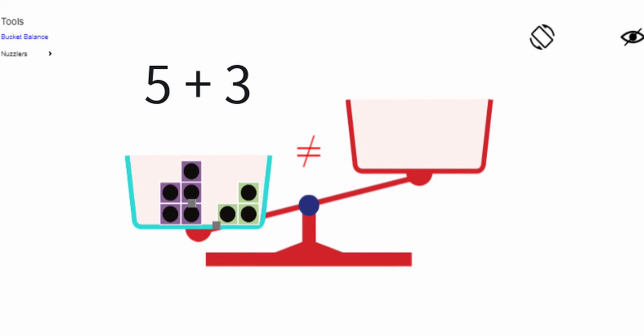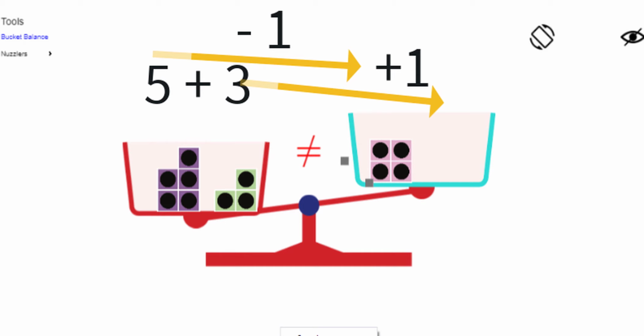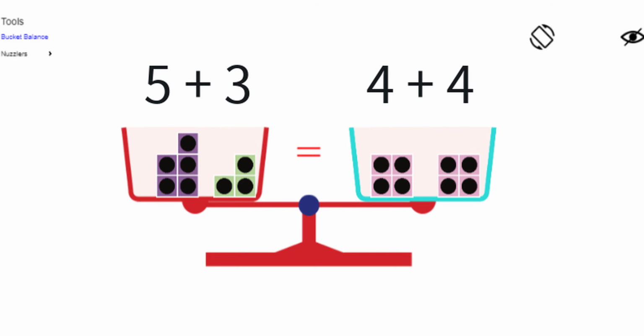Consider 8 as modeled by 5 and 3 on the left-hand side of the scale. If I remove 1 from the 5 to make 4, and make a compensatory addition of 1 to the 3 to make another 4, the bucket is in balance. A beautiful representation of the power of compensation and equivalence, leading to a near-double StrADDegy, further reinforcing the equal sign as a symbol meaning equivalence.